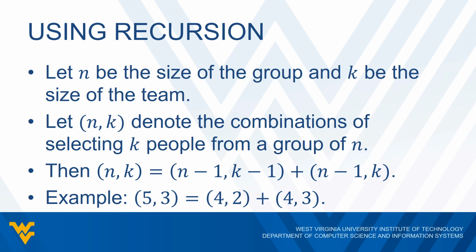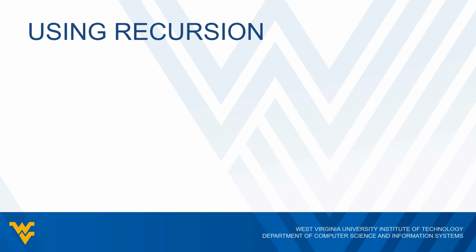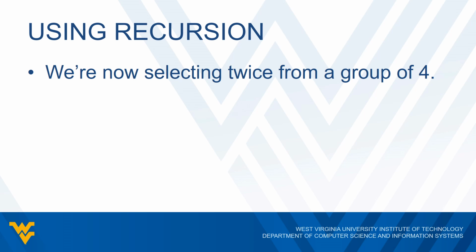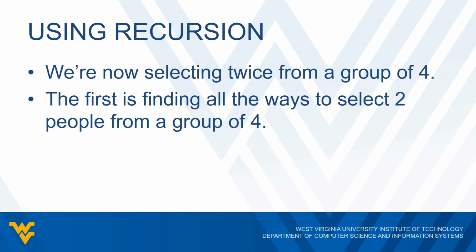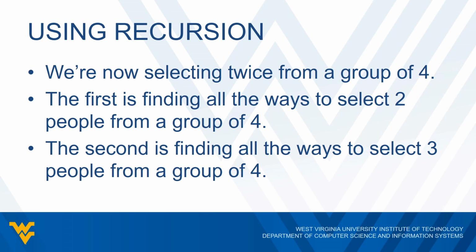So in our earlier example, we were trying to pick 3 people out of 5. So that was the list of combinations for (5, 3). But what we find is we just combine the following 2 different groups. One where we're picking 2 people from a group of 4, and then another one where we're picking 3 people from a group of 4. So all we're doing here is selecting twice from a group of 4 in order to get our combinations of 3 people out of 5. So the first one is we're going to find all the ways to select 2 people from a group of 4. And then the second selection is to find all the ways to select 3 people from a group of 4.